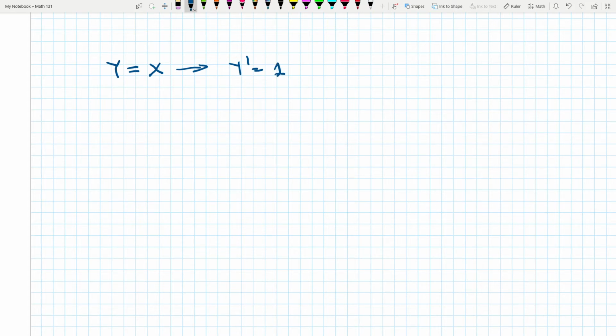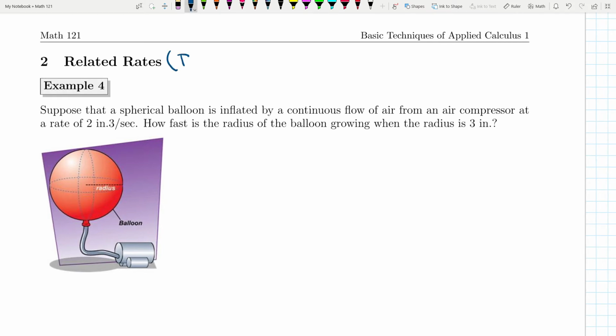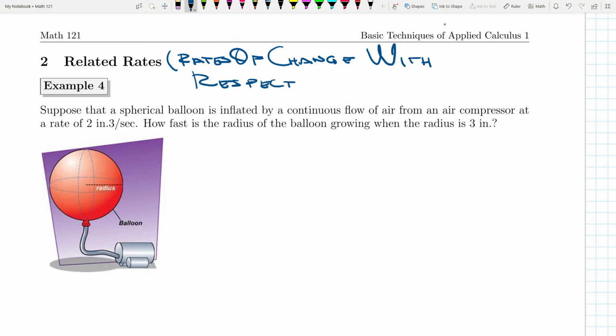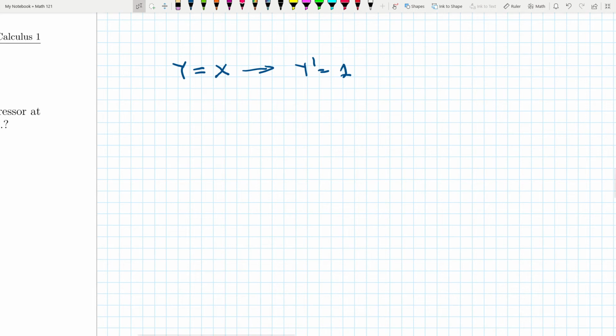All right. Now, when it comes to related rates, another way to describe related rates is to introduce rates of change with respect to time. So we are going to introduce pretty much a third-party variable here. That is going to be t. So notice in this case, we have y equals x.